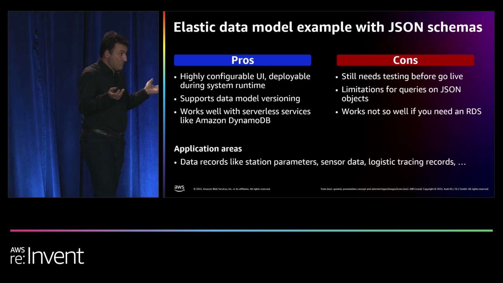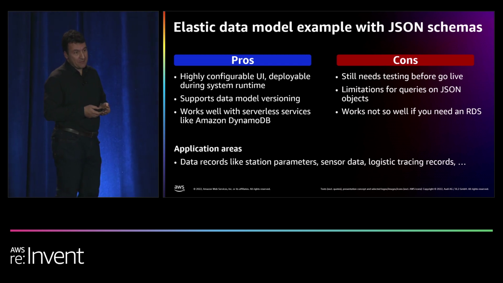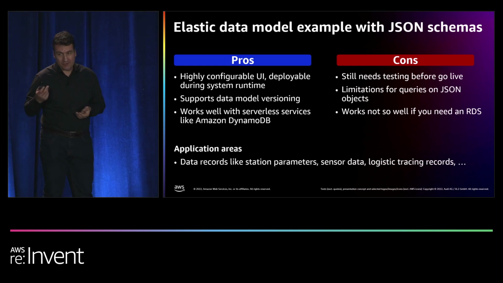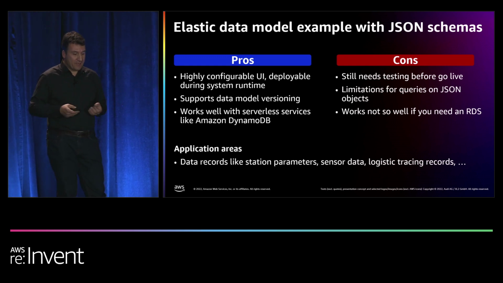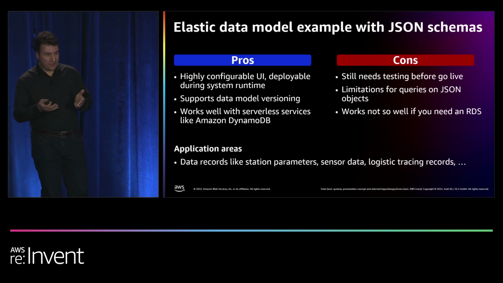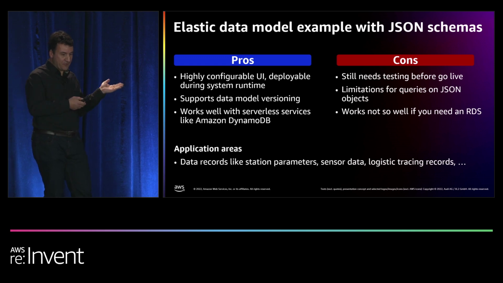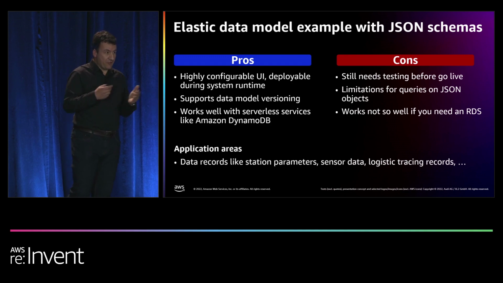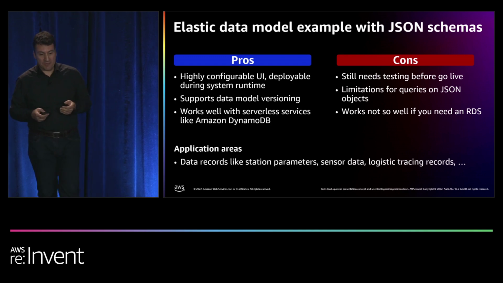And there could be maybe also other application areas of this idea of the elastic data model. So maybe you can think a minute about it. Where do I have also this requirement that I need to change my data model? Could be here for station parameters, but it could be also for sensor data, for logistic tracing records, and maybe for many others.